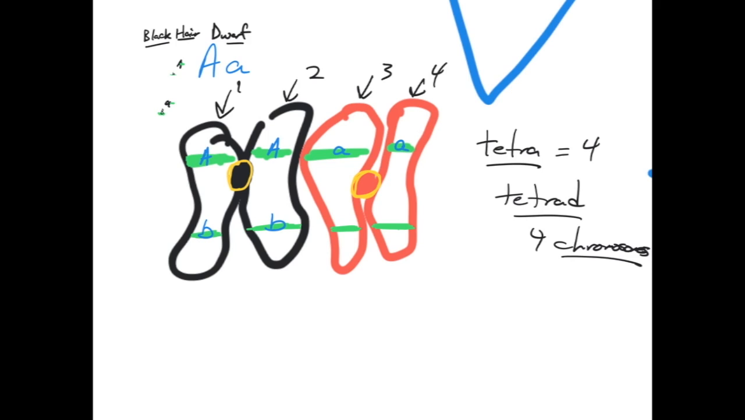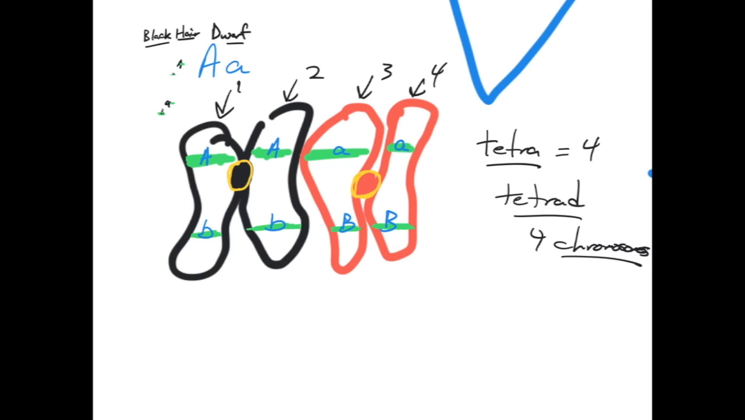You just make a copy of each one. Don't forget that, right? It's very confusing sometimes if you lose track of that. All right, so mom gave you a big B and you copied it, and there's your other big B. Each one of these is going to end up at the end of meiosis in either a sperm or an egg, depending on if you're a boy or girl, right?